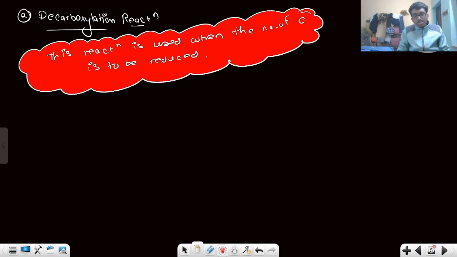Now what exactly is decarboxylation reaction? Let us understand that. As I have already told you, carboxylation is the carboxyl group and D means removal. So D means remove the carboxyl group. If you remove the carboxyl group, it is a decarboxylation reaction. How it is done is, you have CH3COONa. This is sodium acetate.